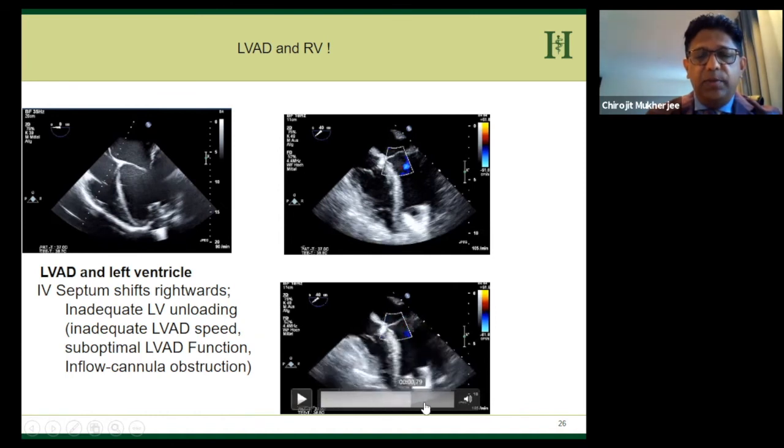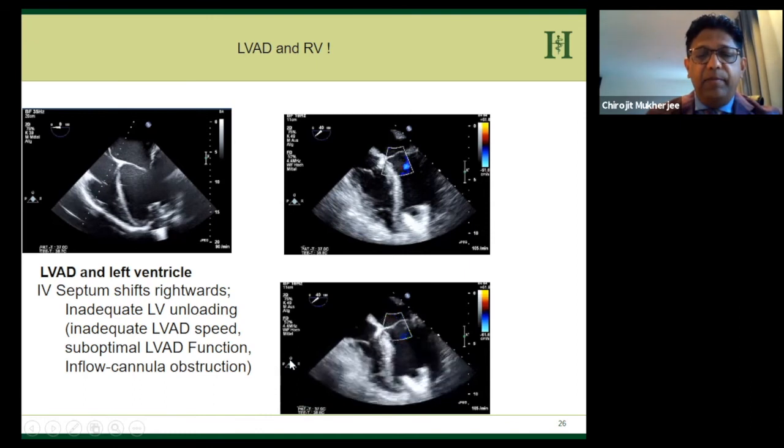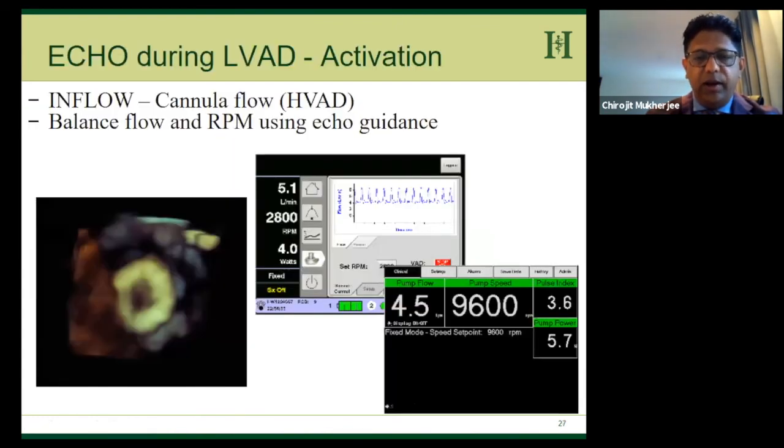And this is suboptimal because this leads to suboptimal LVAD function and may sometimes, because of the septal shift, cause a complete obstruction to the inflow cannula. So these are the three things you have to be really careful about: whether the unloading is taking place, whether there is a septal shift, and if the septal shift is occurring, how to manage it by controlling your knobs on the assist device, the flow, as well as your hemodynamics.